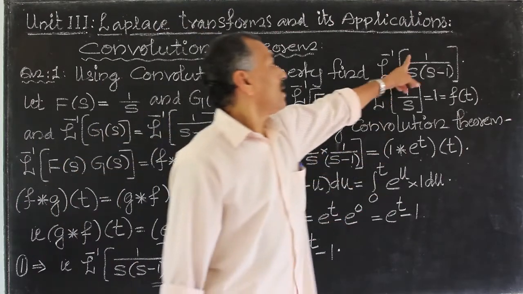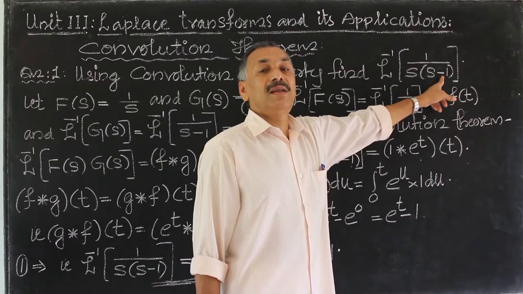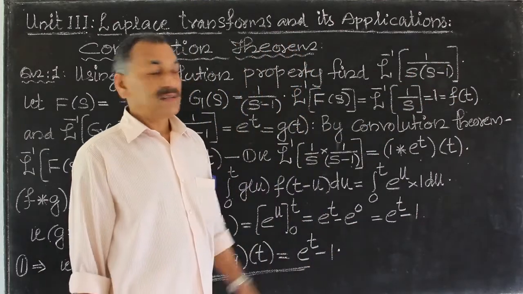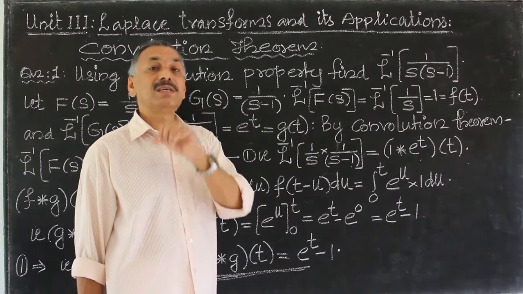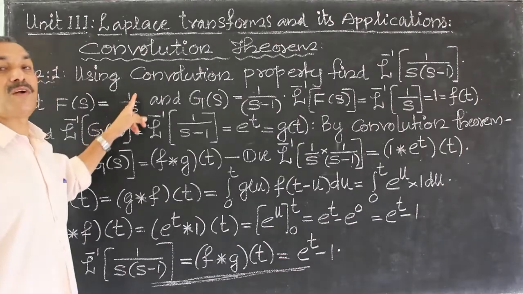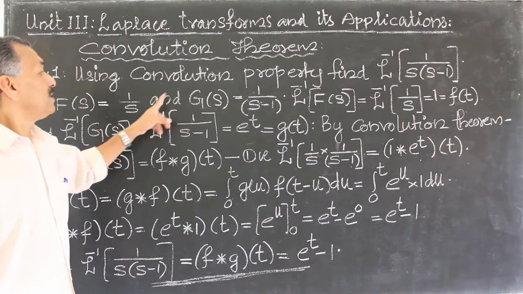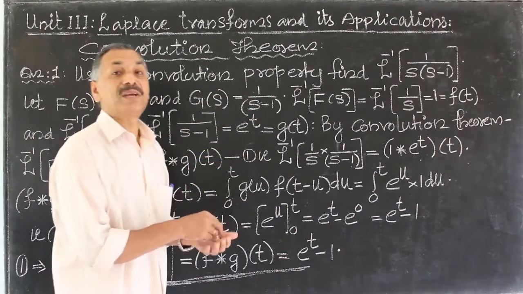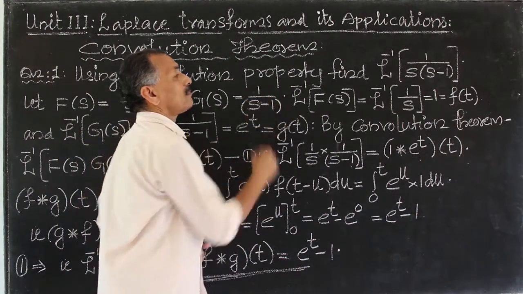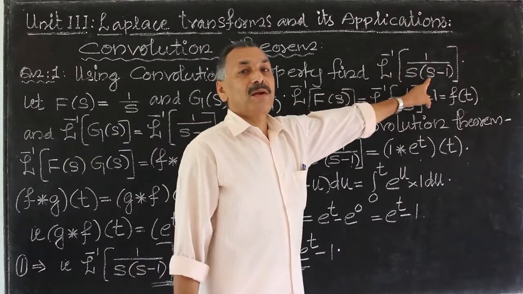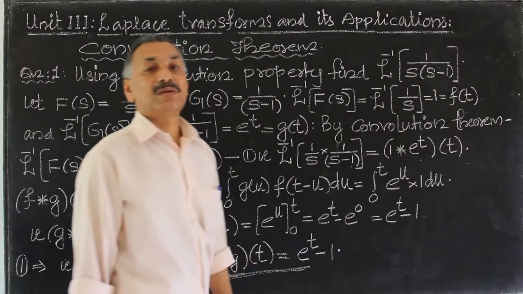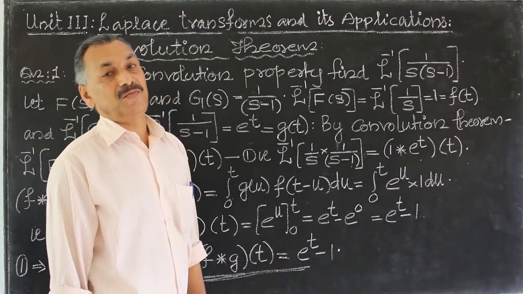Let F of s into G of s be the product. That is, let F of s be equal to 1 by s and G of s be equal to 1 divided by s minus 1. That is, the given problem is 1 divided by s into 1 divided by s minus 1, or F of s into G of s.